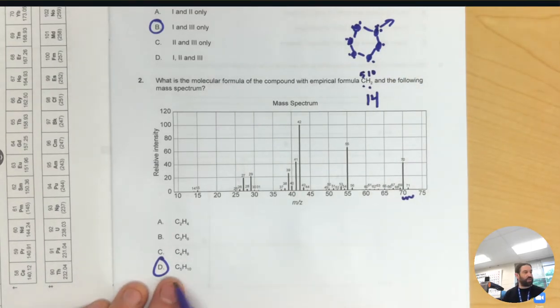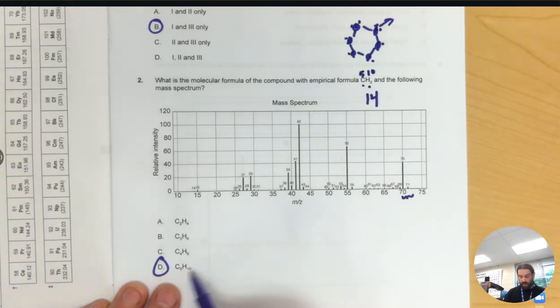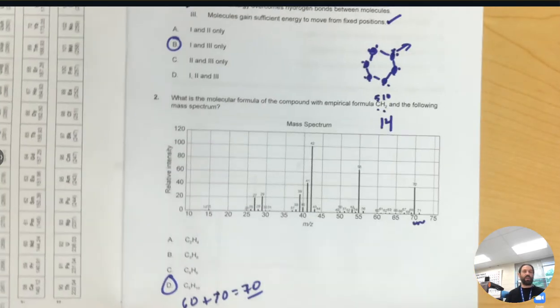Another thing you could do is just add up the molar mass of each, because it has to add up to 70. So each carbon is 12. 5 carbons then is 60. Each hydrogen is 1. Since there's 10 of them, plus 10 here. That gives us a total mass of 70. Either way, you end up at D.